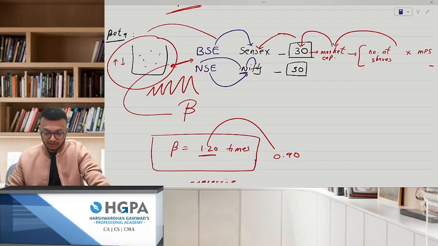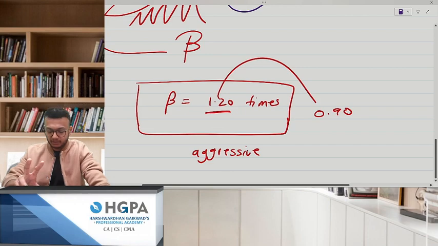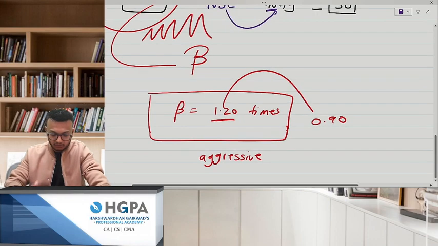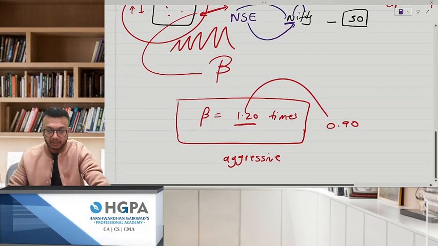Yes, Vidhi. See, write down this meaning also. Vidhi, wait for 2 minutes. I will first let you know the definition of beta, then again I'll come down to the 1.20 and 0.90. Okay? Wait for 2 minutes. Okay, everybody done?